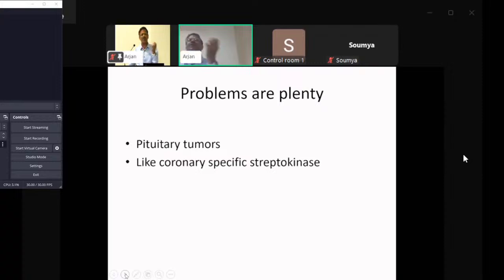So I'll give you a corollary to that. A few years back, scientists from IMTech, under the guidance of Dr. Sani, Dr. Raj, made a coronary-specific streptokinase, meaning the streptokinase goes and works on that coronary artery, not on the other vessels. Can we make something like that, where the tumor is there and an antidote against it can go and bind to that pituitary area, not to the other areas? That can be another good area of research that can be worked on.